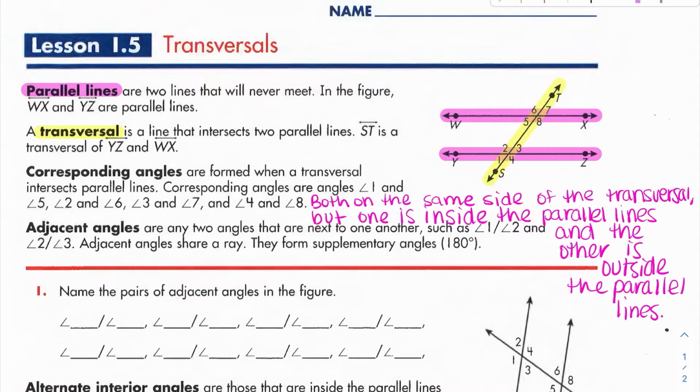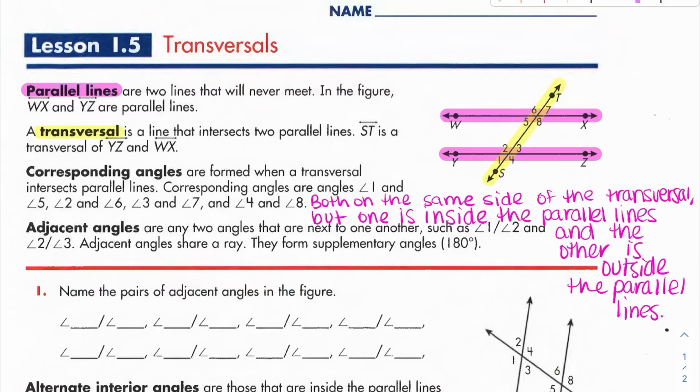So let's look at angle 1 and angle 5 just as an example. Notice angle 1 and angle 5 are both on the left side of the yellow line, the transversal. Angle 5 is inside the parallel lines, inside of the pink area, and then angle 1 is outside of the parallel lines or outside of the pink area. So that is why those are corresponding angles. The same can be said for the other corresponding angle pairs, angle 2 and angle 6, angle 3 and angle 7, and angle 4 and angle 8.